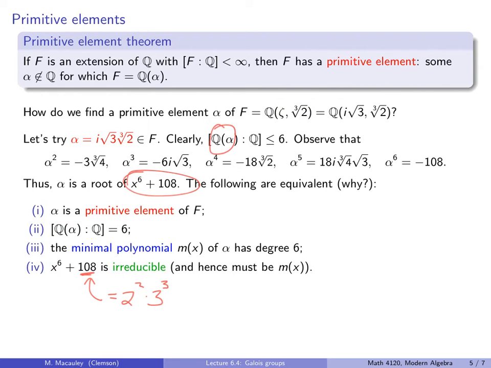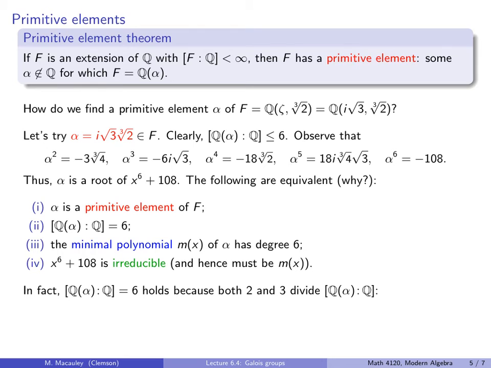So we have to try to prove one of these three conditions instead. And we will actually prove this second condition by using the Tower law. In fact, the reason why the degree of this extension is equal to 6 is because both 2 and 3 divide it, as can be shown relatively easily from the Tower law. By the Tower law, I claim that the degree of Q adjoin alpha over Q is just this product here.